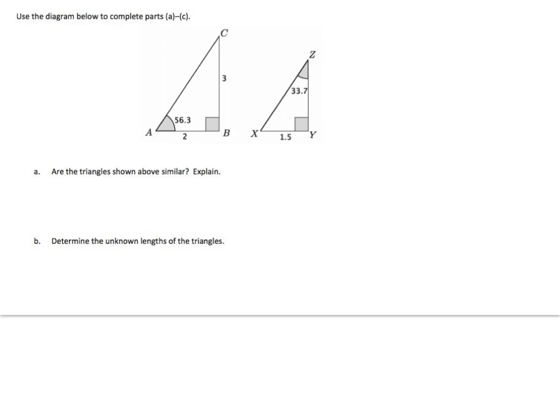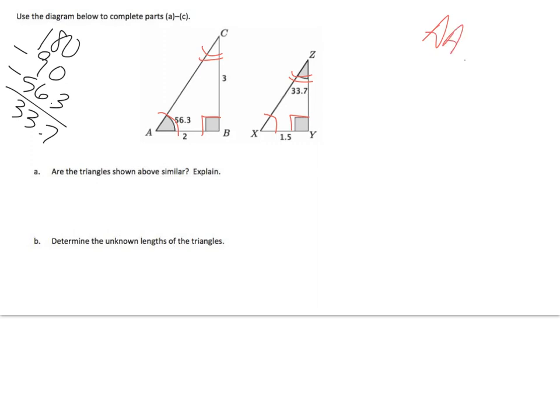So let me show you my work. 180 minus 90 minus 56.3, and I got 33.7. So we know that this angle is congruent to that one, and this angle is congruent to this angle. And, in fact, this angle is congruent to that angle. So the two triangles are similar because of the angle-angle theorem.